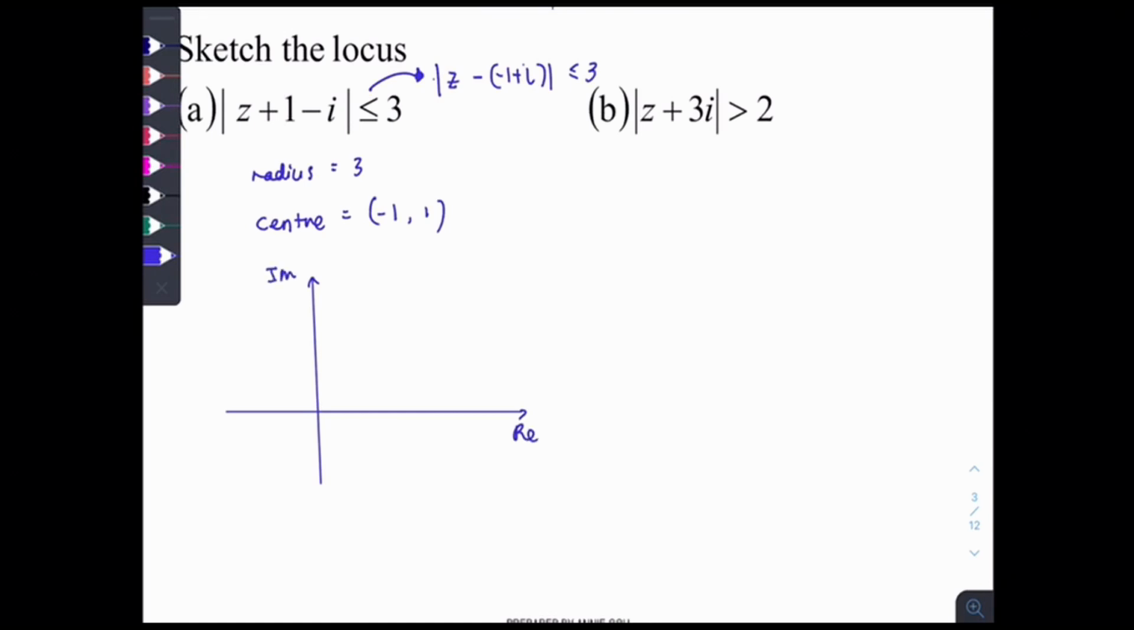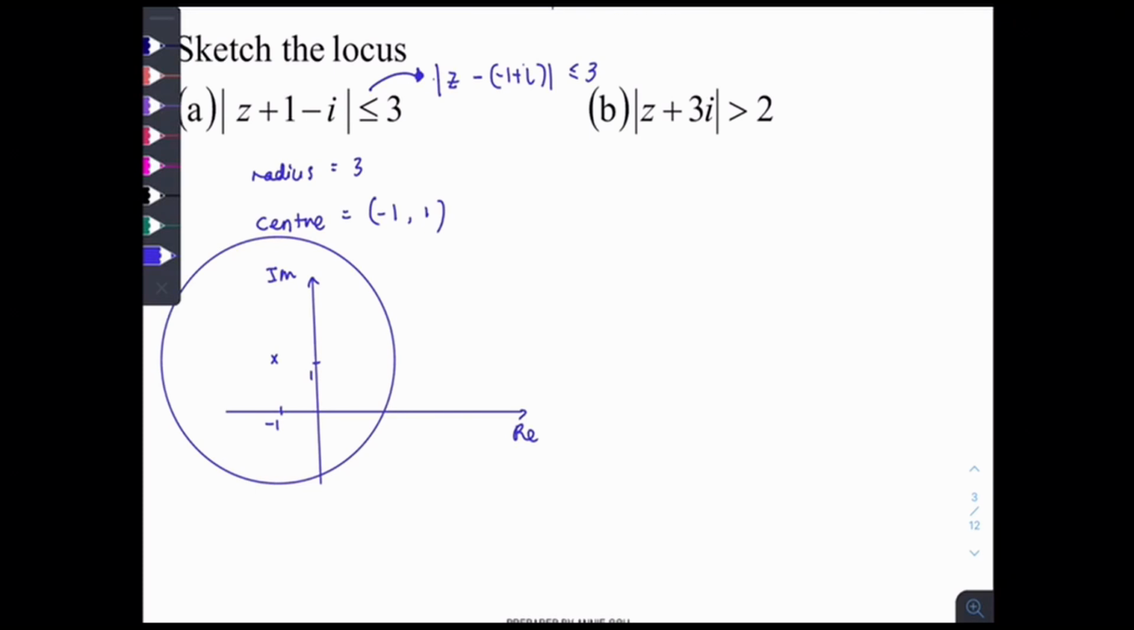Okay, so from here, plot the center, -1 and 1, so it's somewhere here. Radius is 3, so from the center, measure 1, 2, 3, 1, 2, 3, 1, 2, 3, 1, 2, 3. So roughly, you know that the circle is this.